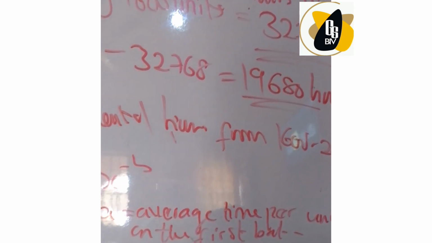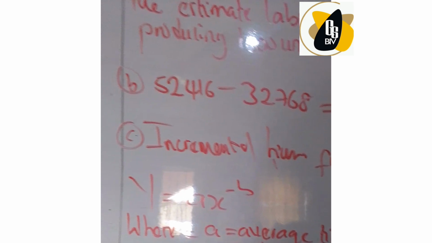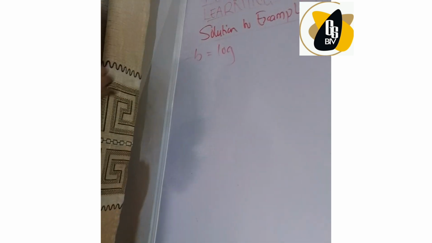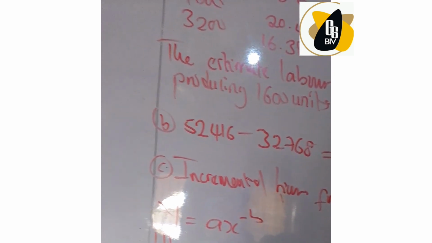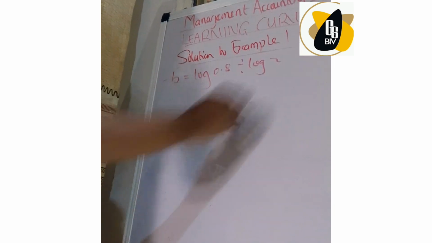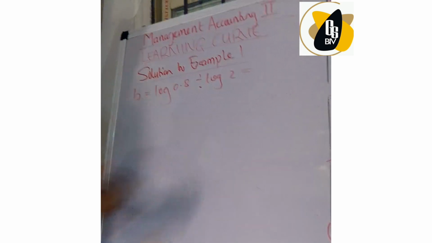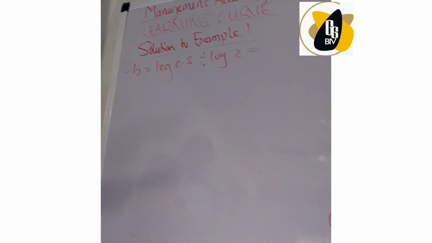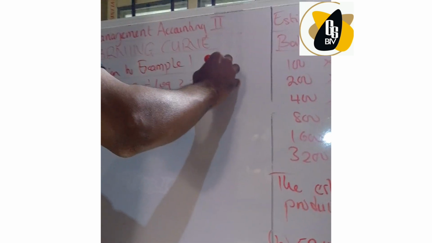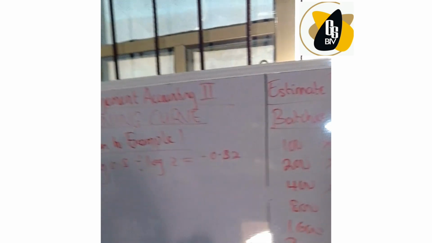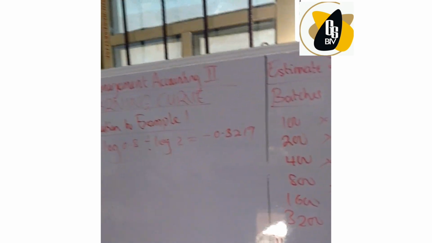Or before you do this, I would advise you to first calculate your B, because you would need it. Your minus B is equal to log of learning curve. What is the learning curve percent we were given? We are given 80%. That is 0.8 divided by log 2. So when we divide that, we are going to have minus 0.3219. So you can check that out.